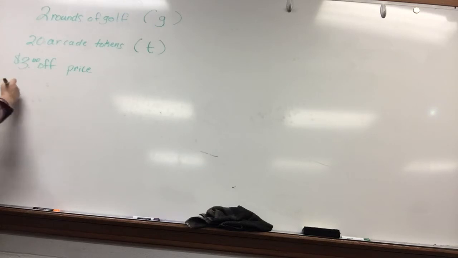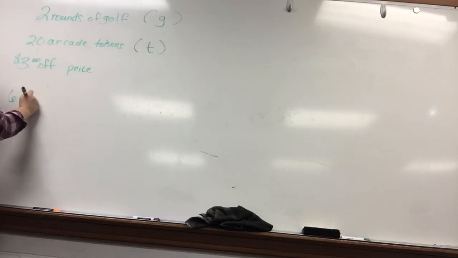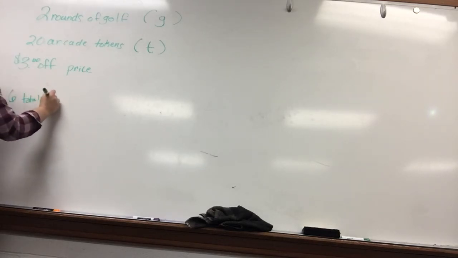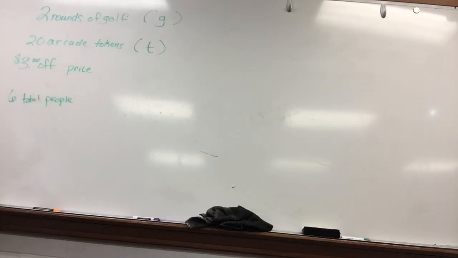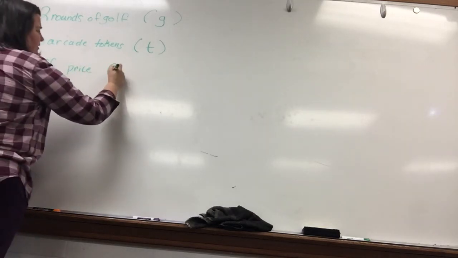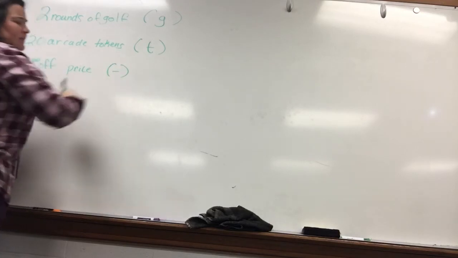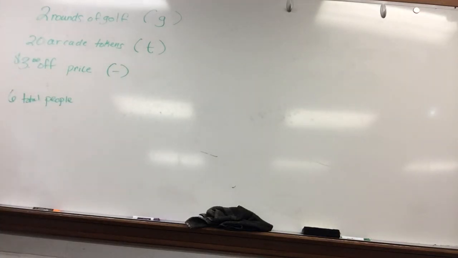They're gonna be 6 total people, right? A group of 6 friends. I have a question for you. When it says $3 off, what does off mean? Mason? Subtract. What math operation? That would have been a better question if I would have asked that. But yeah, so we know that $3 off means we're subtracting there.